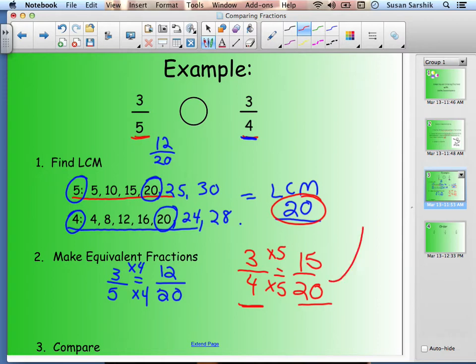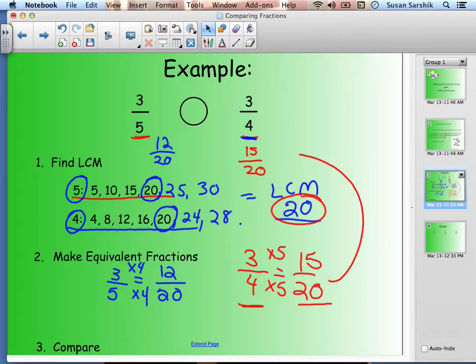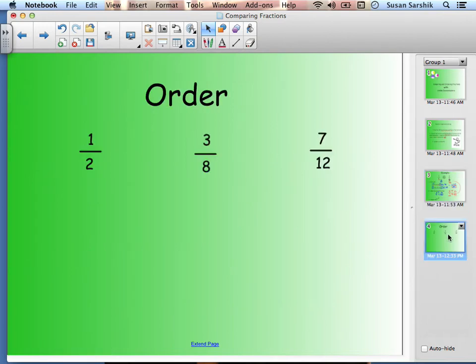So now I bring this up here and I have 15/20. So look at what we're now comparing. 12/20 to 15/20. Because they have like denominators, it is now really easy to compare, which is our step number 3. So I can easily say now that 12/20 is less than 15/20. Or in fact, 3/5 is less than 3/4.